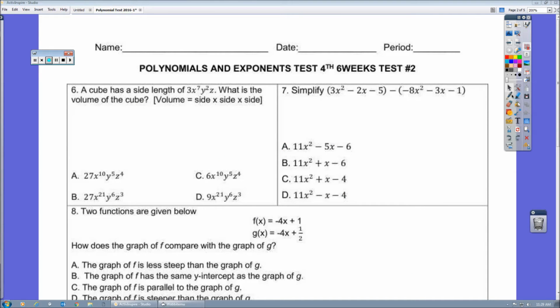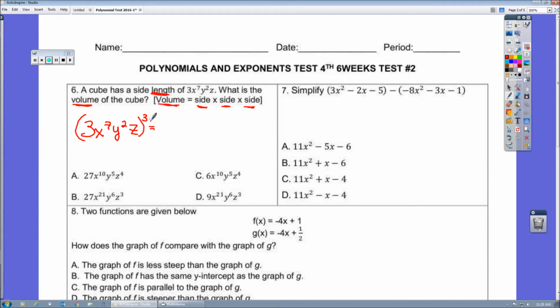Number 6, a cube has a side length of 3x to the 7th y to the 2nd z. What is the volume? Volume is side times side times side. So if one side is 3x to the 7th y squared z, then that means all three sides are that. And so you actually write down one side, and we're going to take it to the third power because it's side times side times side.